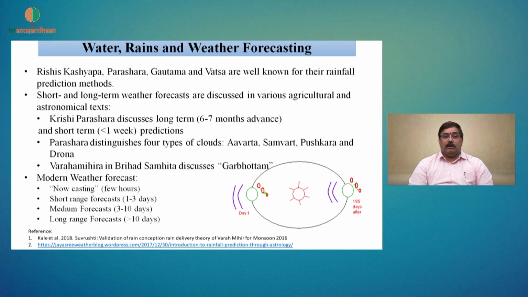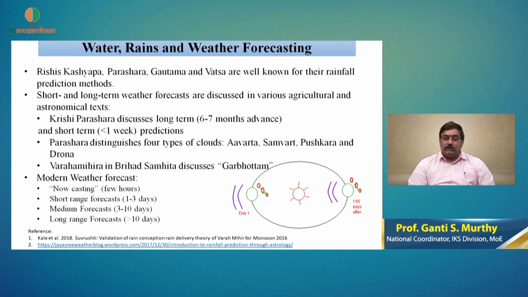In fact, Parashara talks about 4 types of clouds: Avarta, Samavarta, Pushkara, and Drona. The knowledge was so common that you'll see even in Kalidasa, in his Kavyas, Meghadutam and all, he talks about these different types of clouds. Varahamihira, of course, in his Brihat Samhita, which was an encyclopedia of India about 1500 years ago, talks about Garbhottama. Garbhottama is essentially like the seeding of the clouds, and he was able to talk about how rainfall will happen 195 days later.